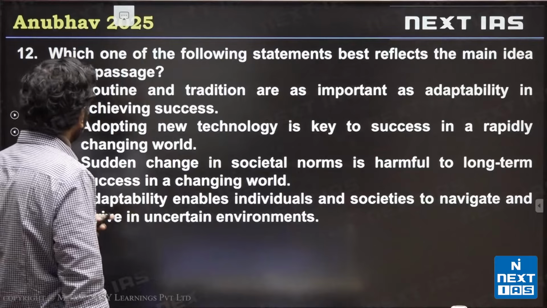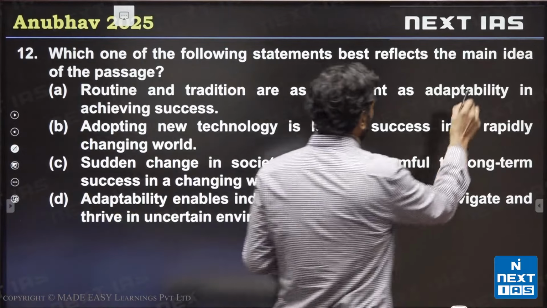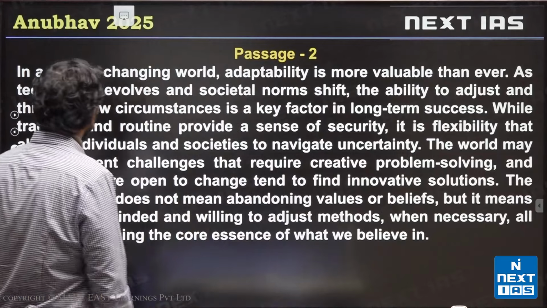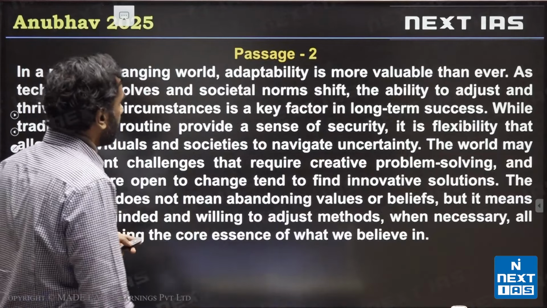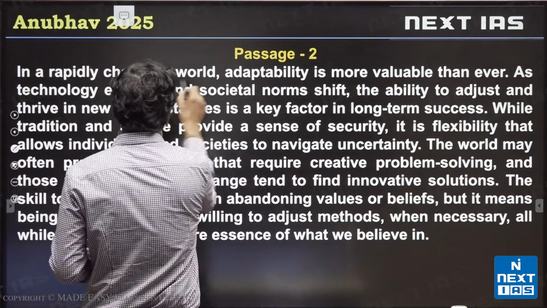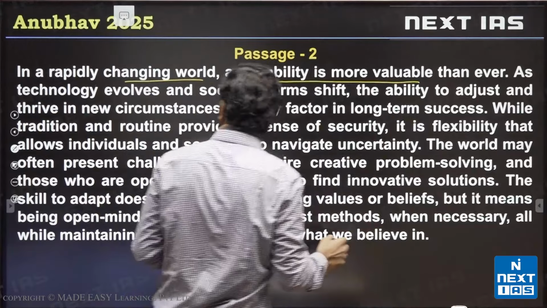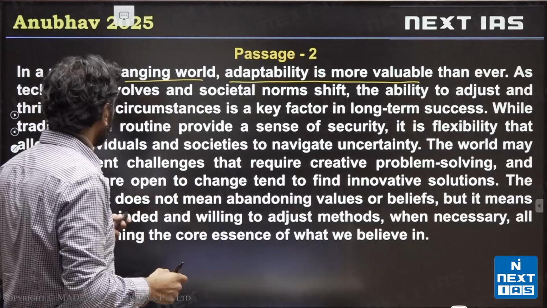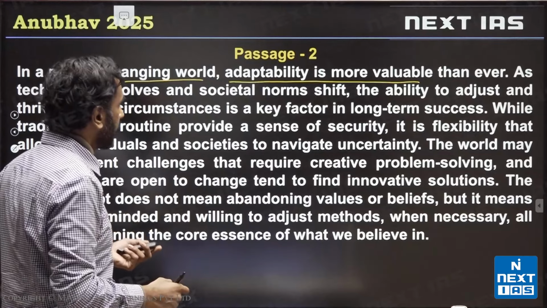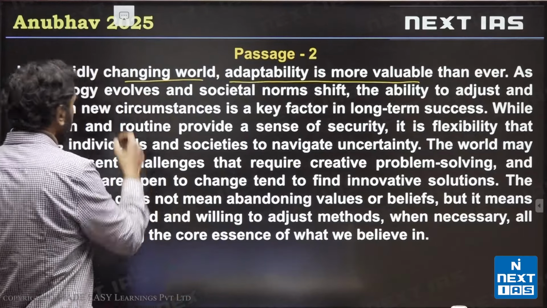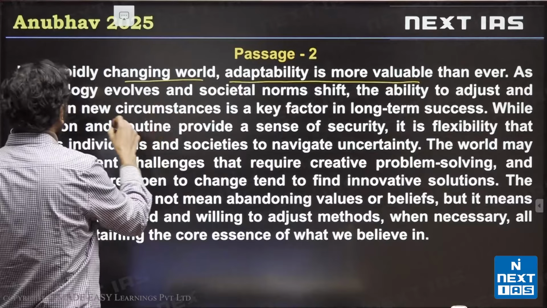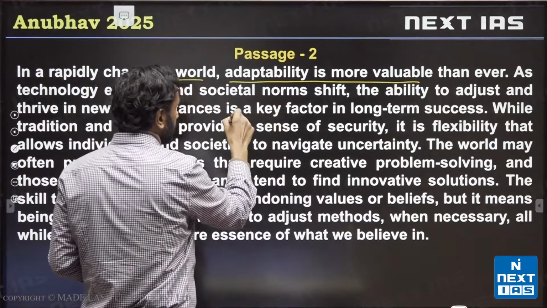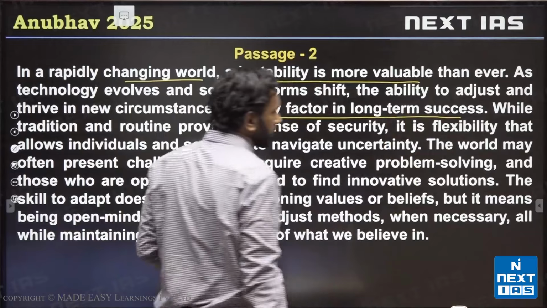We have passage 2, which reflects the main idea of the passage, right? Okay, so let's find out the main idea. In a rapidly changing world, adaptability is more valuable than ever. As technology evolves and societal norms shift, the ability to adjust and thrive in new circumstances is a key factor in long-term success. So the same point is repeated. Adaptability is more valuable. The words I'll remark when I'm reading this: a key factor in long-term success.